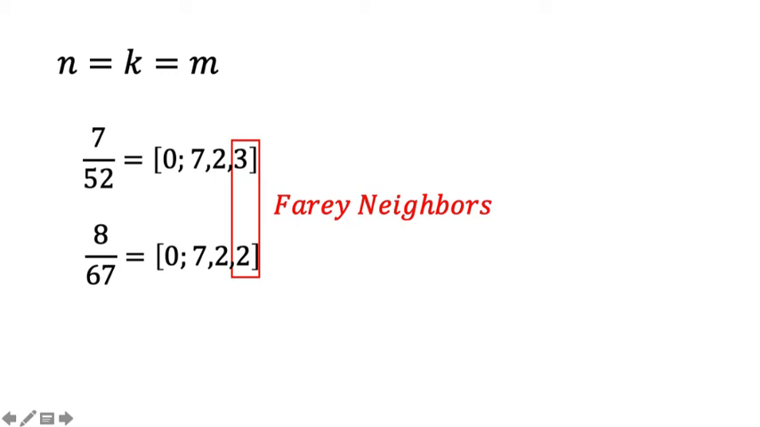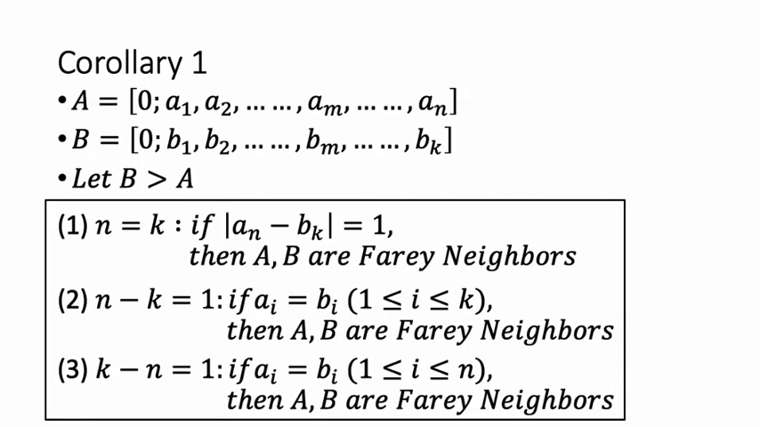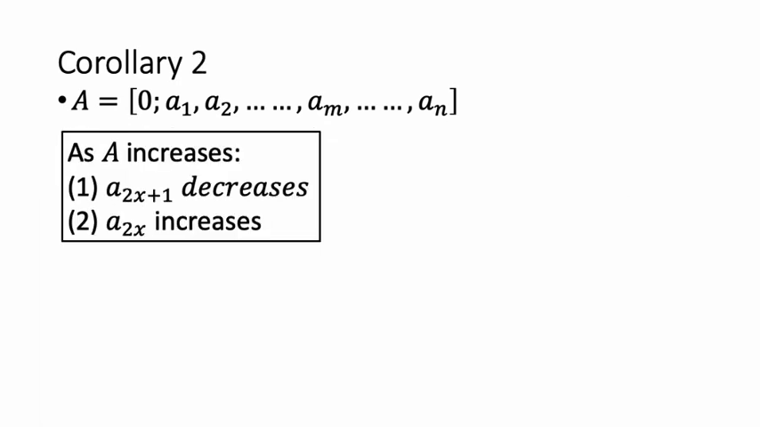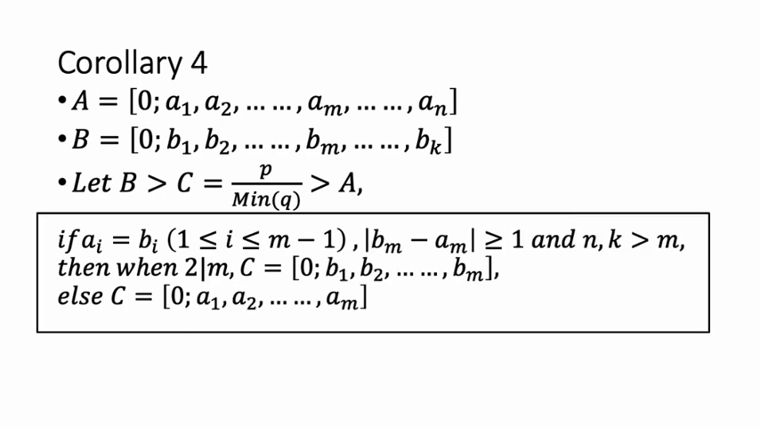So let us do a quick review. The first thing we talked about is a simple property like this. Then we talked about how Farey neighbors will be expressed in corollary 1. Then we talked about an important property of continued fractions in corollary 2. Then we used our observation and had corollary 3 and corollary 4.